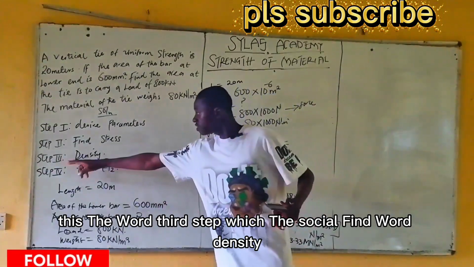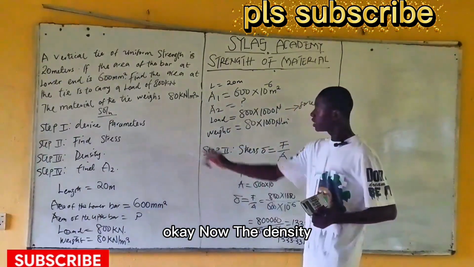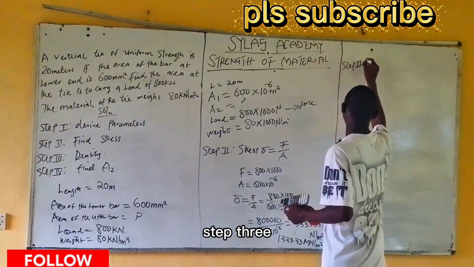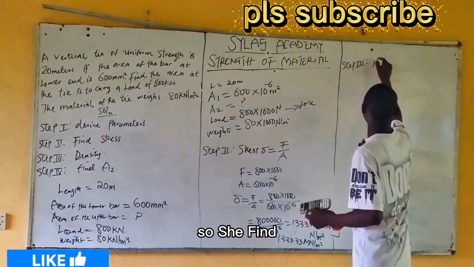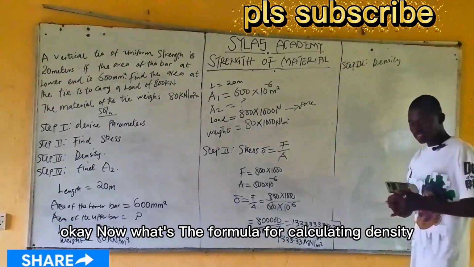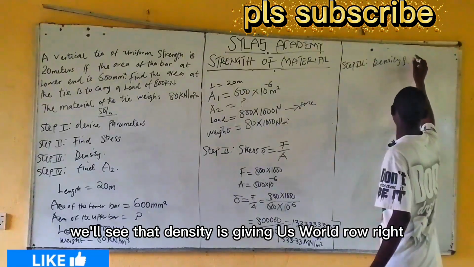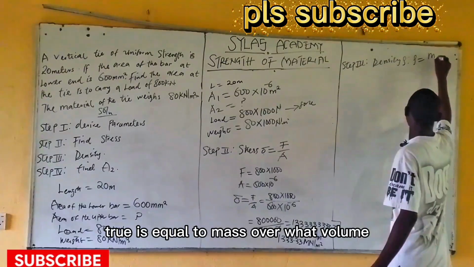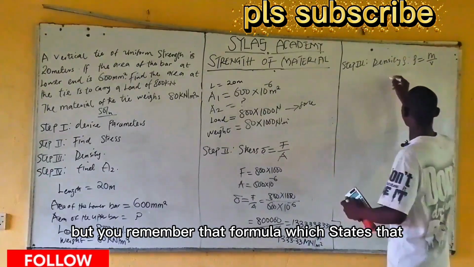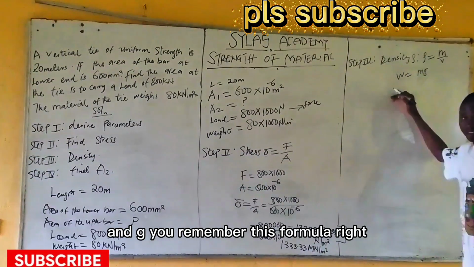This is the third step, which the source should find: density. Are you following? Okay, now the density, step 3. Now, what's the formula for calculating density? Density is given as rho. Rho is equal to mass over volume. But if you remember that formula, we state that weight is equal to mg. You remember this formula, right?